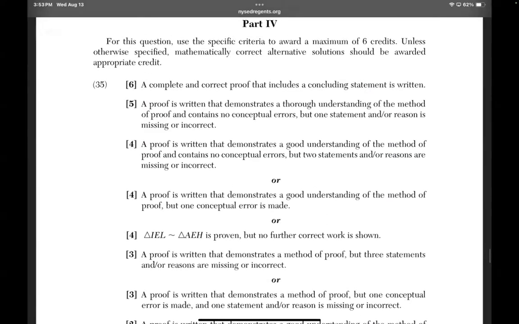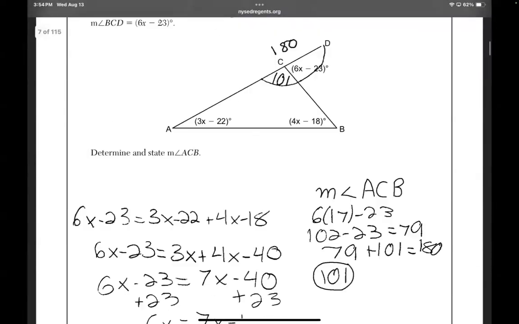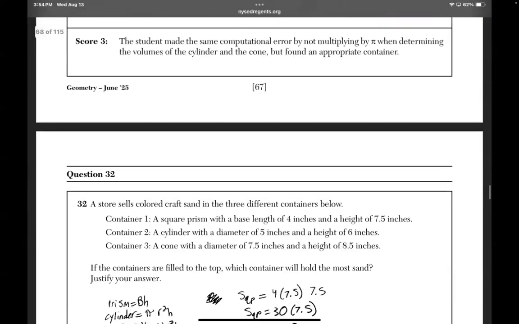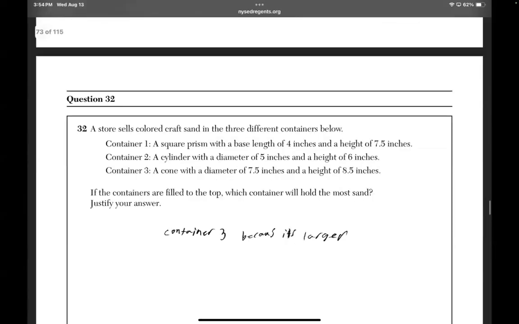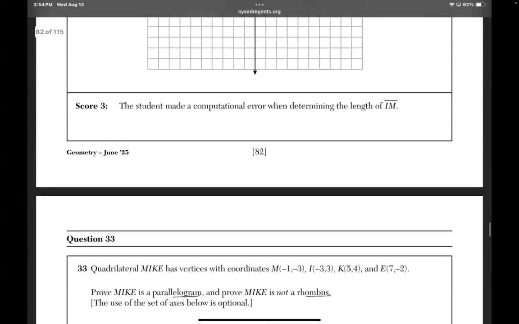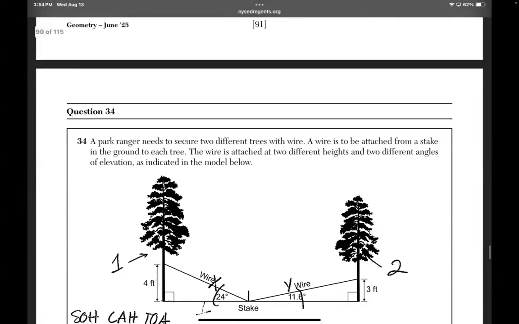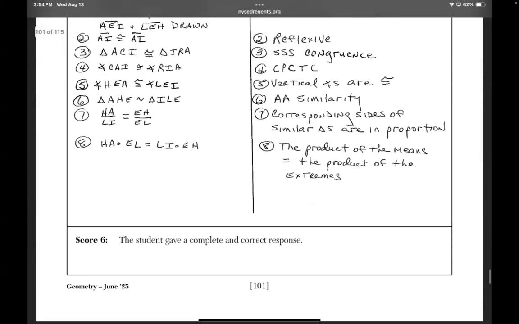And we saw that in some of the examples. So I'll show you that here. If you look at the model response set, if you look at these example proofs, and again, I encourage you to look at some of this stuff. It's all there for you. These are the coordinate proofs, trigonometry. Okay. Yeah, they say the product of the means equals the product of the extremes. That's another way to write that.